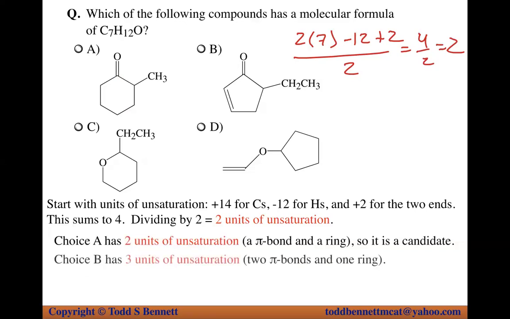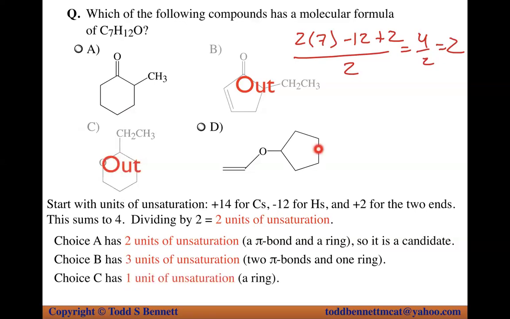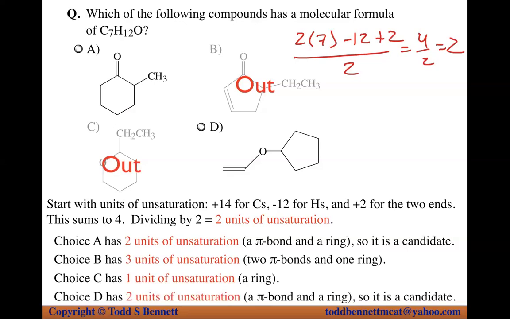Choice B, not possible because it has double bond O, double bond here, and a ring, so 3. Choice C has just 1 ring, no other pi bond, so that's out. Choice D has a ring and a double bond, so that is possible. So I've actually written a question you can't answer yet. And this is foreshadowing. So this method works great to get rid of choices, but to zero in on one final choice, you need more information.